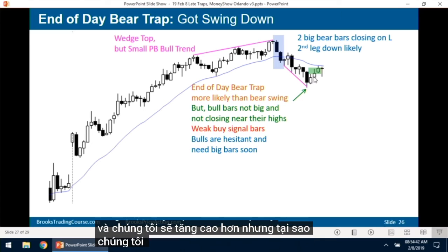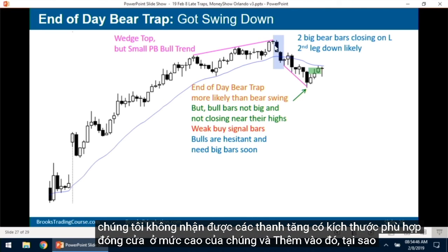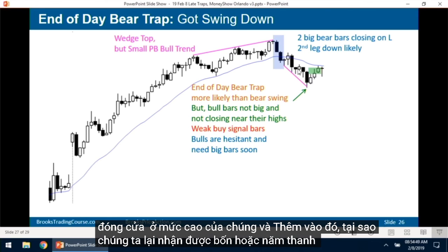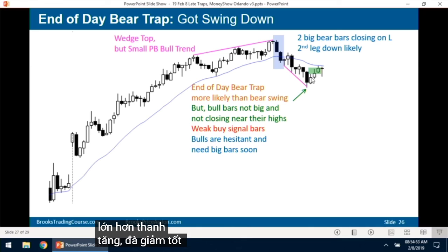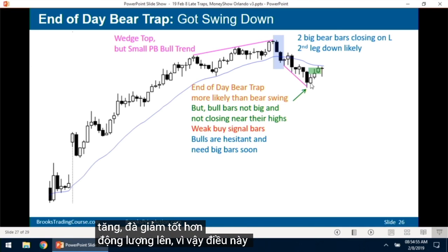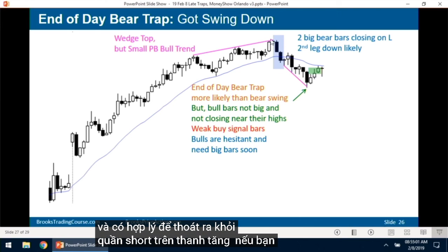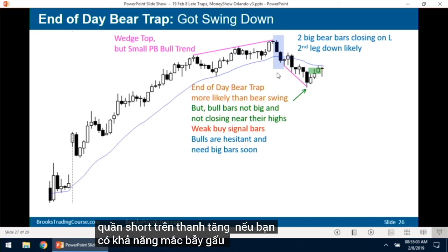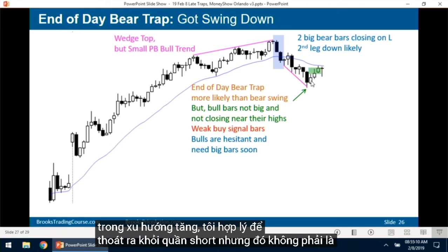But why are we not getting decent sized bull bars closing near their highs? And plus, why are we getting 4 or 5 bear bars that are bigger than the bull bars? The momentum down is better than the momentum up. So this is suspicious for the bulls. And yes, it's reasonable to get out of shorts above a bull bar if you're possibly having a bear trap, profit taking in a bull trend day. Reasonable to get out of shorts, but that is not a good enough reason to buy.